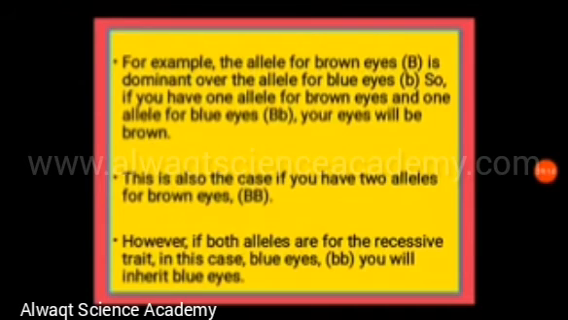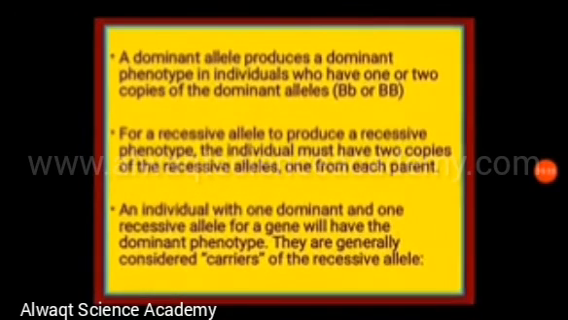So what we want to just bring out of this is that whenever you have the dominant alleles present, the recessive one will remain silent. So the dominant one will determine the outward look or phenotype of the offspring. A dominant allele always produces a dominant phenotype whenever it is present, whether the individual has one copy of it or both copies.